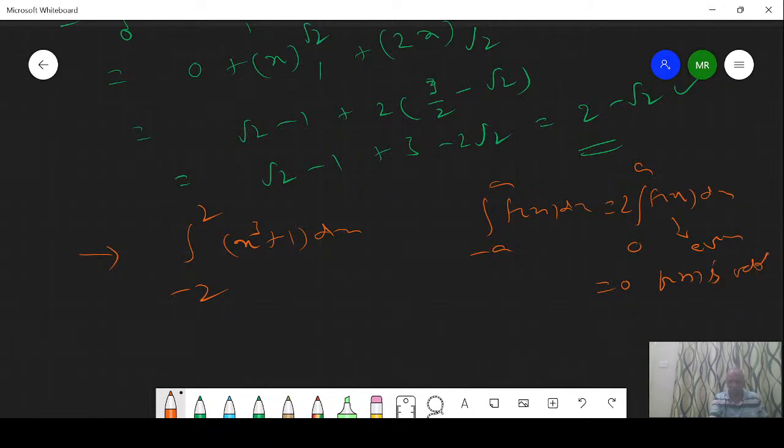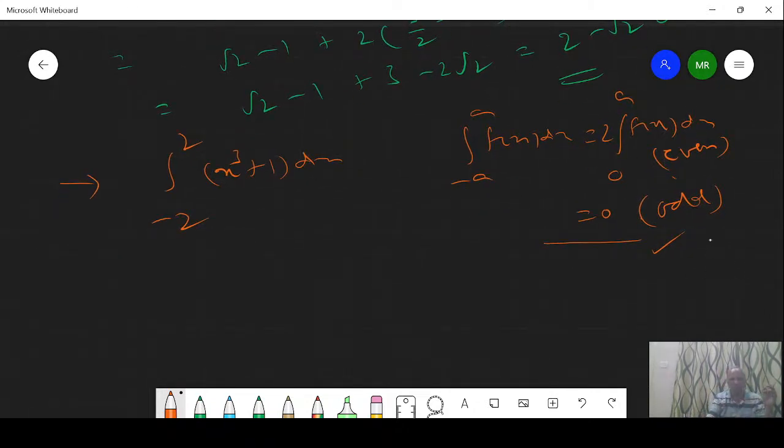If f of x is an even function, this one comes. This is the even case. When f of x is an odd function, the result will be 0. Correct? You remember this. But you come to here, x cube plus 1. Sir, how to decide even and odd function? To decide an odd function, the property is f of minus x equals minus f of x. Even means f of minus x equals f of x. Correct?